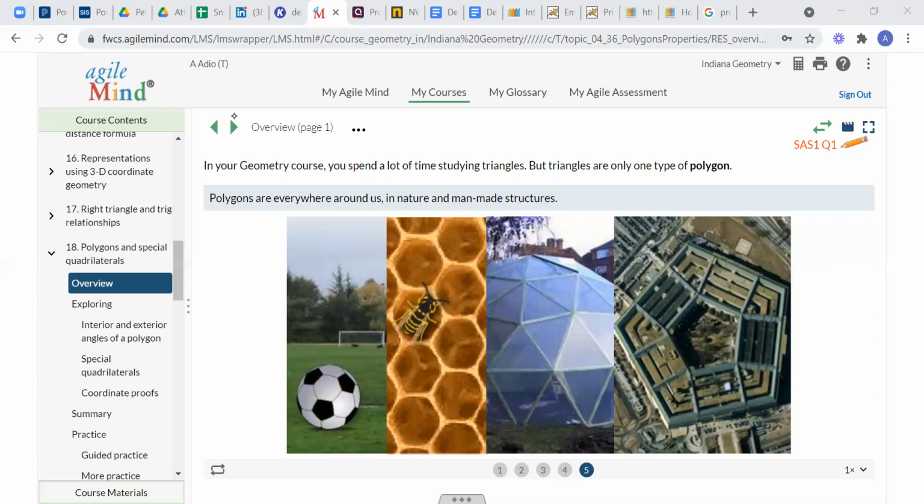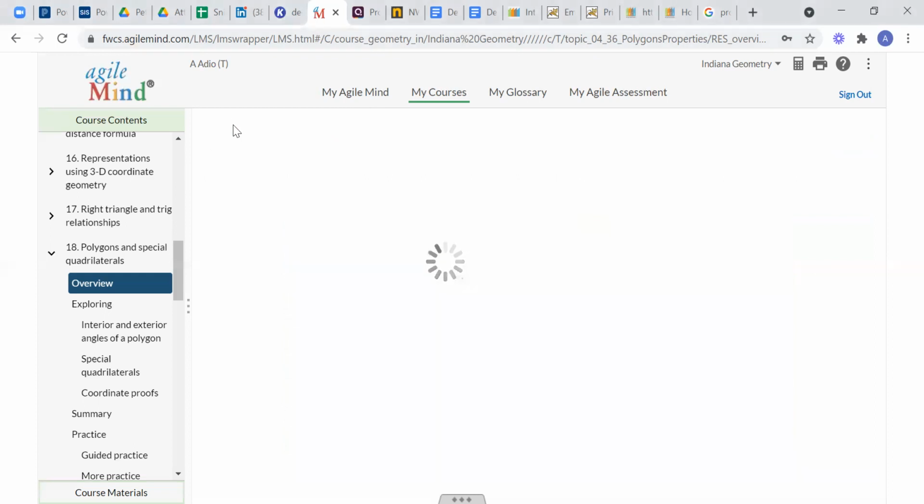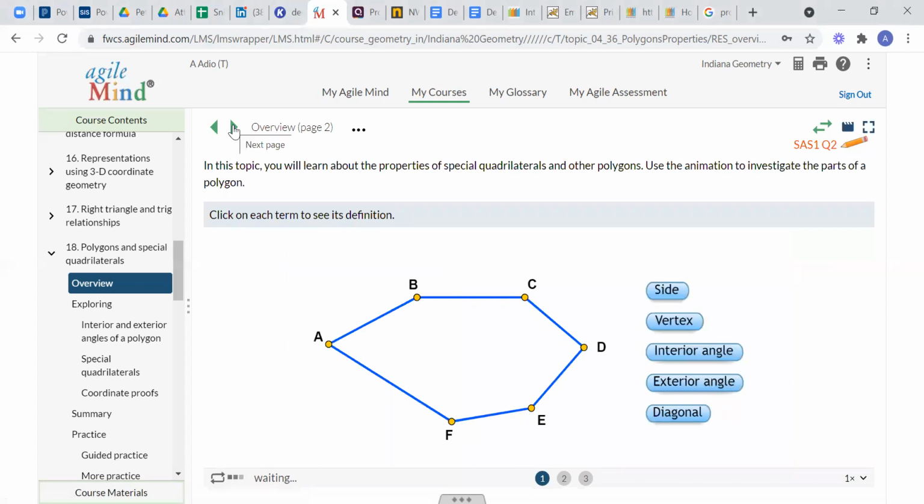And if you go on page 2, that was just an overview. So we're going to check each of these terms here. So can someone name one side on this shape? We have how many sides? We have 6. Name one.